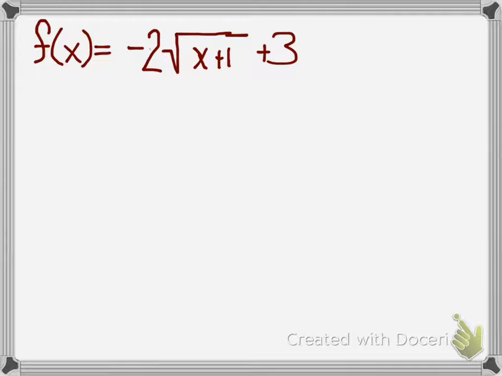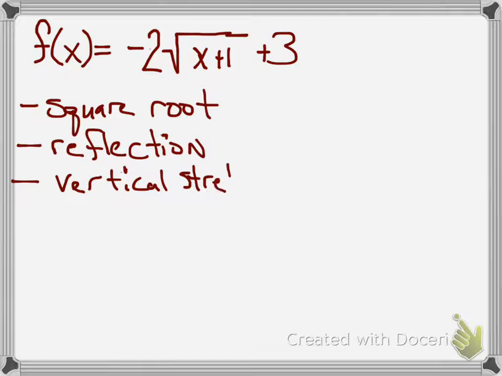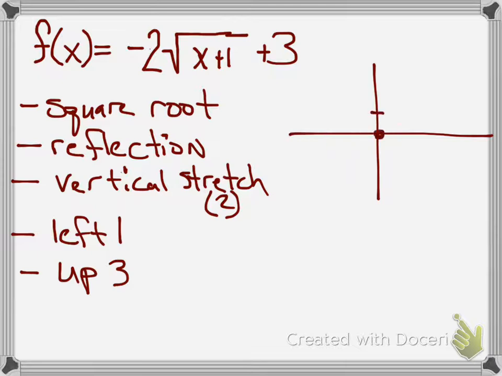Okay, so here's one that's a little bit more complicated in the sense that there's quite a few transformations. Actually, pretty much all of them, except for the b, because again, like I said, most of the time I'm going to ignore the b. So I have a square root function. The negative tells me I have a reflection. The 2 in the front, because that's greater than 1, tells me I have a vertical stretch by 2, and I'll explain that in a minute. And then I need to go to the left one, and then I need to go up 3.